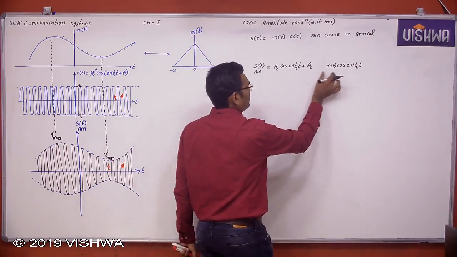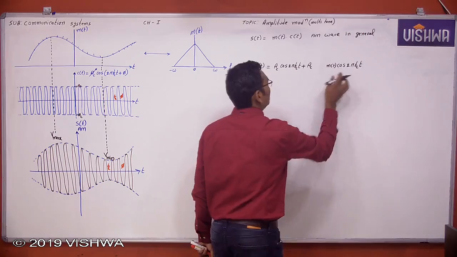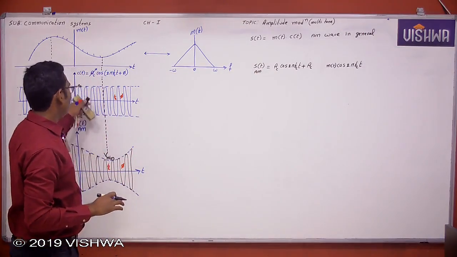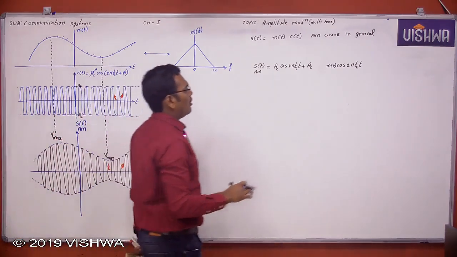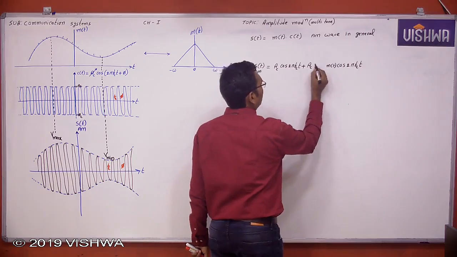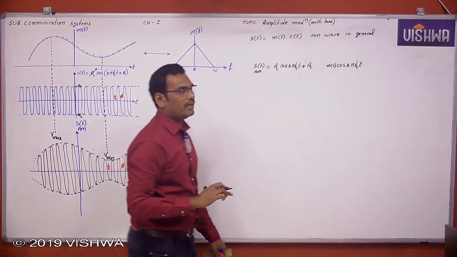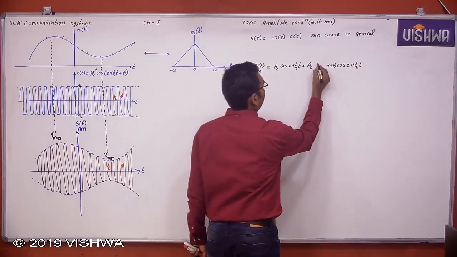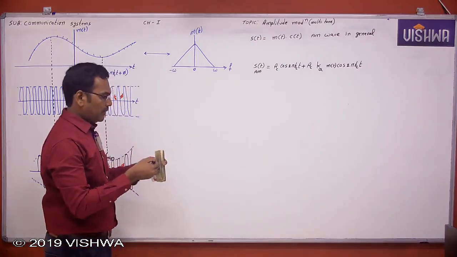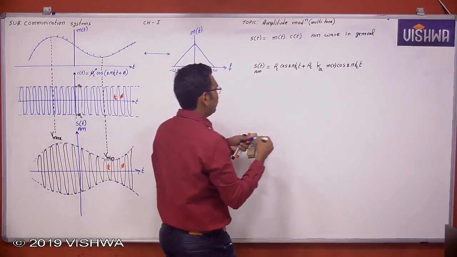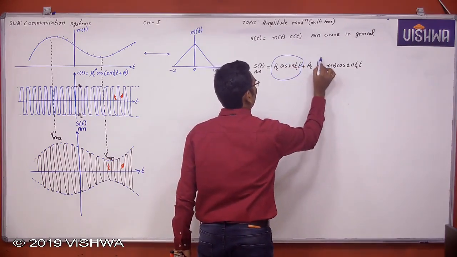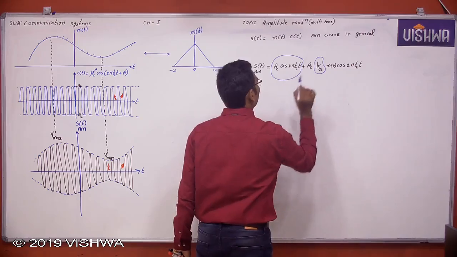Now this is A_C m of t cos, the message signal multiplied with the carrier. M of t into c of t is a modulated signal. But in addition to this, there is an extra term, and here he is adding another extra term. Now why these two terms? He is saying that this is an AM wave, but you want to identify why this term and why this term, why these two terms are added.